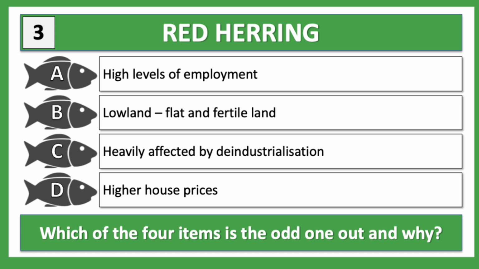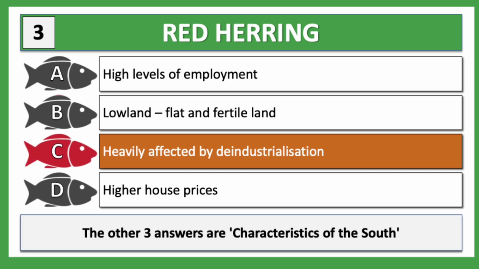Okay, high levels of employment, lowland, flat and fertile land, heavily affected by deindustrialisation and higher house prices. So which one is the odd one out and why? Okay, have you worked it out yet? Let's reveal. It is heavily affected by deindustrialisation. The others are characteristics of the South.